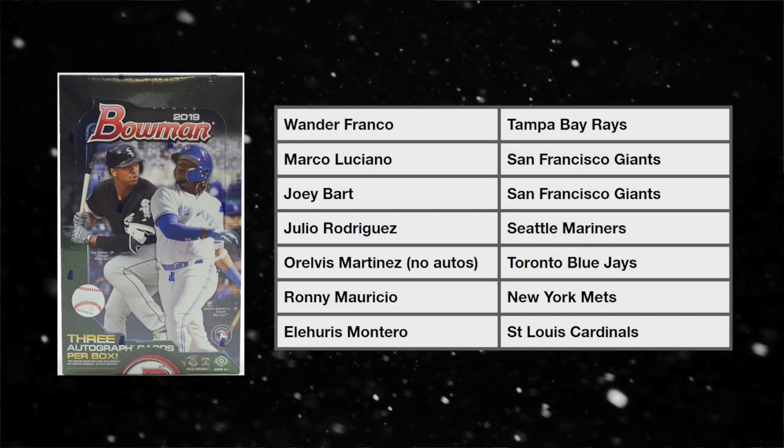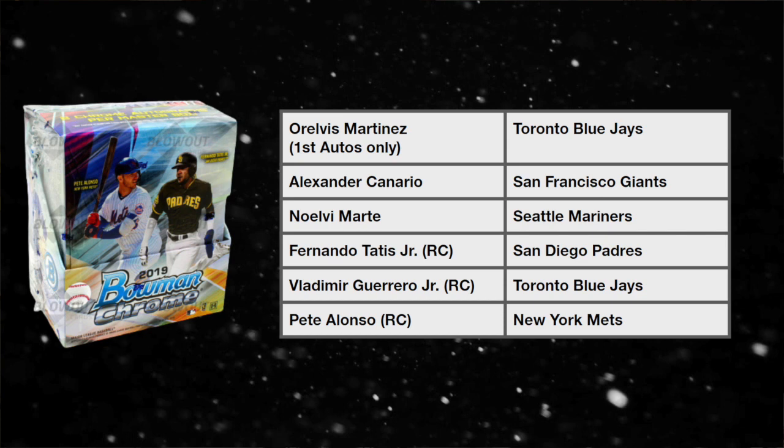2019 Bowman features Bowman cards of Wander Franco, Marco Luciano, Joey Bart, Julio Rodriguez, and just first cards of Elvis Martinez. No autos for Elvis in this product. Akin to Brady House in 21 Draft. 2019 Bowman Chrome features first autos of Elvis Martinez, Alexander Canario, Noelvi Marte. Now, there are notable rookies like Fernando Tatis Jr., Vladimir Guerrero Jr., and Pete Alonso, which kind of saves the set. But I want to be clear here, those are rookie cards and not first Bowman cards.